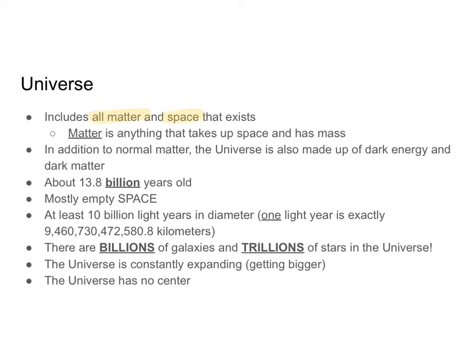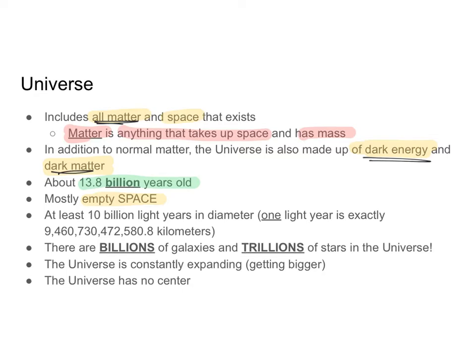When we say matter, that's a really great science word that you're going to see again and again, especially next year. Matter is anything that takes up space and has mass. Now, in addition to normal matter, the universe is also made up of some really crazy stuff called dark energy and dark matter. Now, the universe has an age, just like you have an age and I have an age, and the universe is about 13.8 billion years old. It's mostly empty space. So even though we mentioned that you have matter and dark matter and dark energy, most of what it is is just empty space.